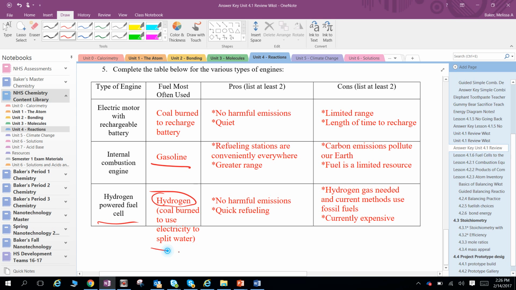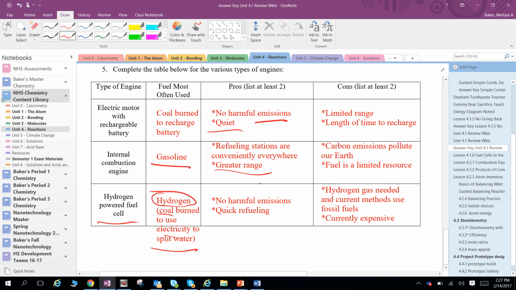Again, it's not perfectly innocent because to split water, we're often using coal to generate electricity to split that water, or we're using methane gas, which is another limited resource. So pros of each. An electric motor has no harmful emissions, no carbon dioxide, no pollutants. It's also very quiet. With an internal combustion engine, there's a larger range.